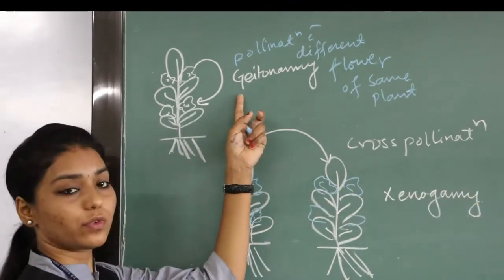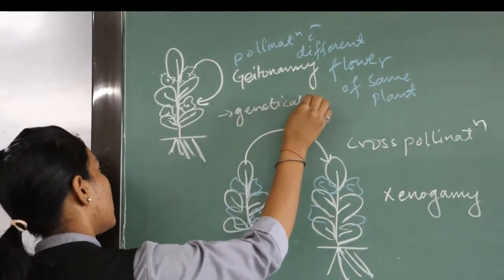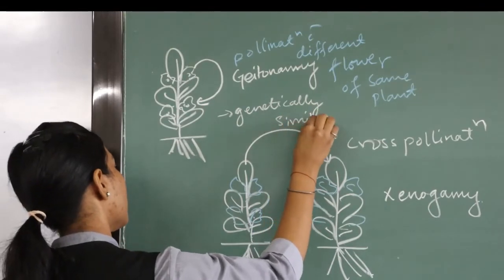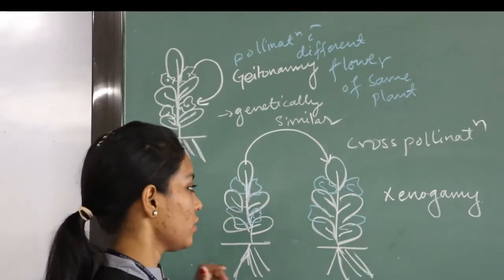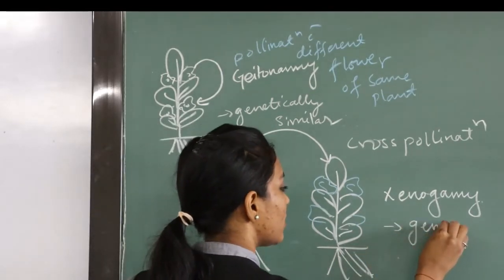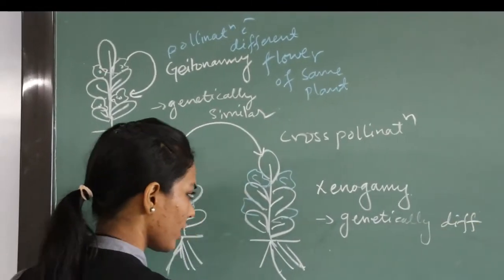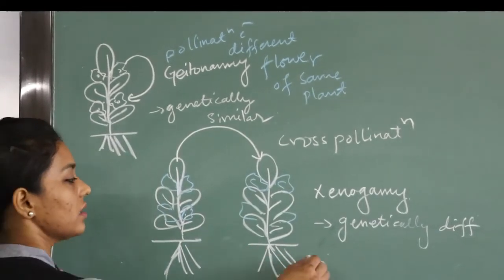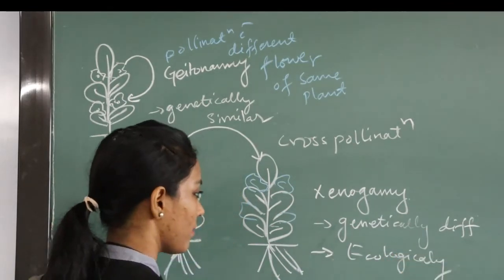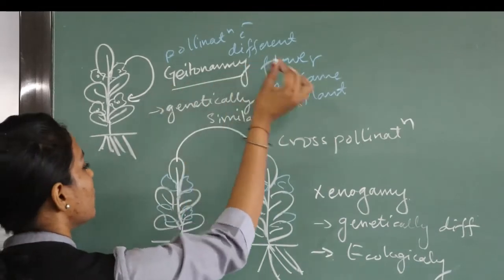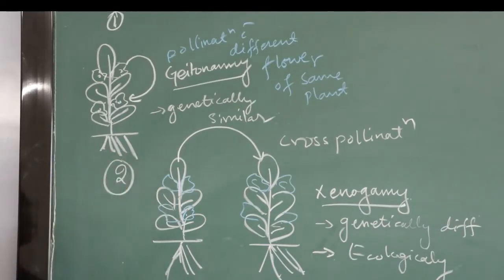Over here I told you before that they are genetically similar, and in the previous lecture I said that here also they are genetically similar, but the correction to be made is that they are genetically different, and ecologically they are also different. This is the main difference between geitonogamy and xenogamy. This is the first type we have seen, and this is the second type.